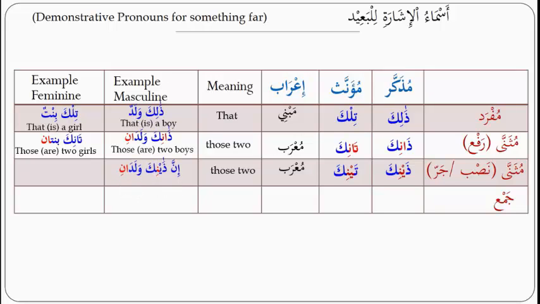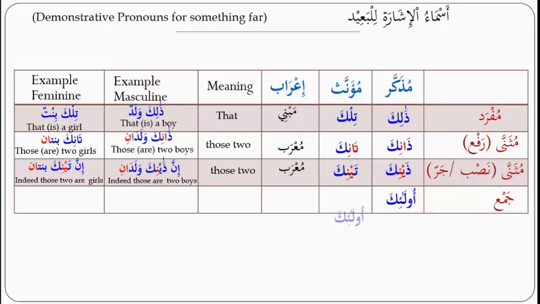Okay? Now we're going to use a mansub state, because inna, when it enters upon any noun, makes it mansub, or in a state of nasb. So inna enters upon dhanika, it becomes dhainika, right? Inna dhainika waladani. Inna means indeed, those are two boys. Inna tainika bintani, indeed, those are two girls. The tanika becomes tainika because of the inna. When inna enters upon any noun, it makes it mansub, and the musanna is mansub with ya.